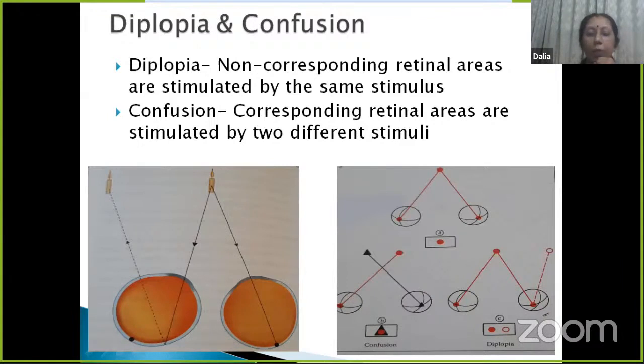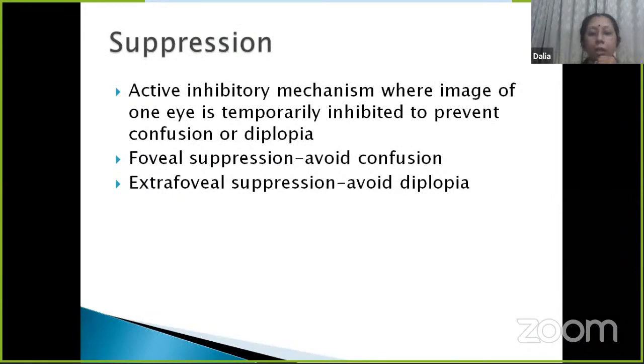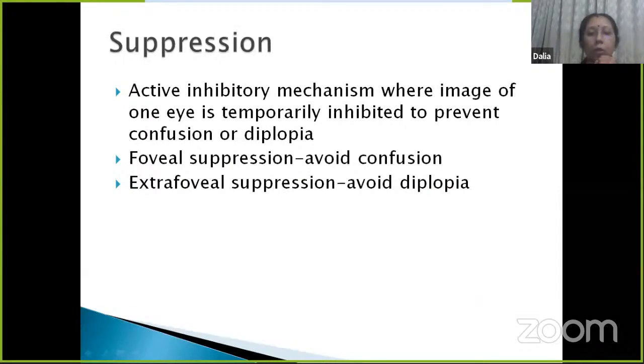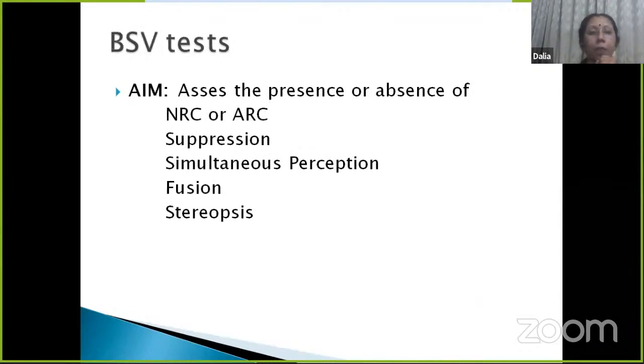Both confusion and diplopia are difficult for the patient. So there will be an active inhibitory mechanism where the image of one eye will be temporarily inhibited. To avoid confusion, one fovea will be inhibited, and to avoid diplopia, the extrafoveal point will be suppressed. So that is suppression. Now, coming to the binocular single vision test proper, the aim of which is to assess the presence or absence of normal retinal correspondence or ARC, suppression, simultaneous perception, fusion, and stereopsis.